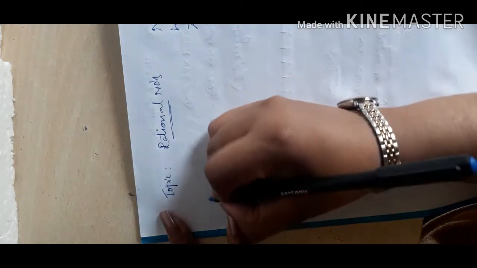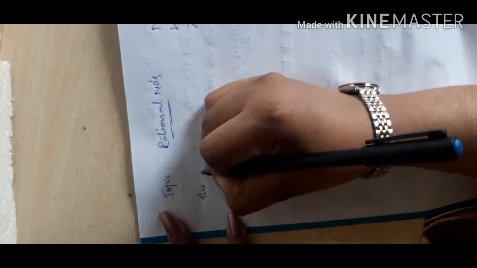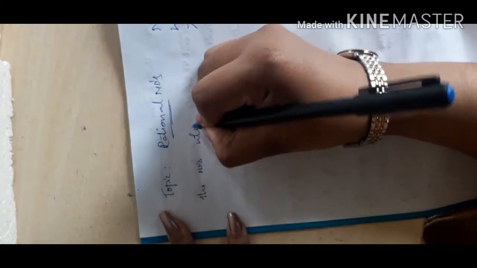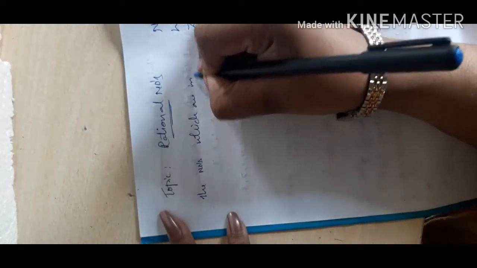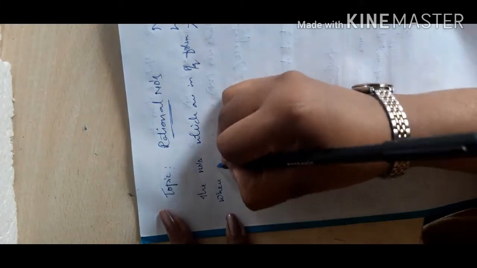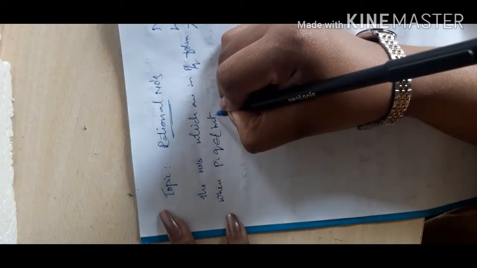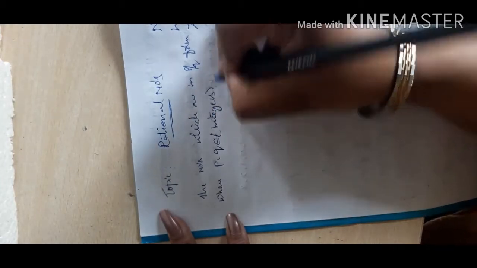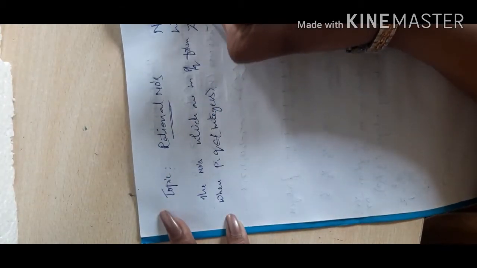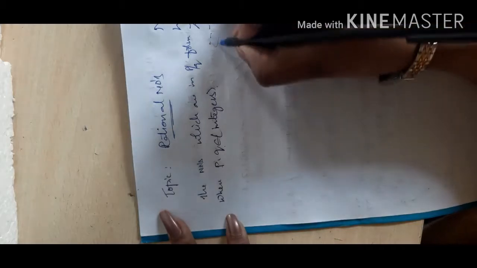Rational numbers are nothing but the numbers which are in p by q form, where p and q are integers. Okay, you know what integers are? -3, -2, -1, 0, 1, 2, and so on. So you can take p and q values from these integers. You can take any value.